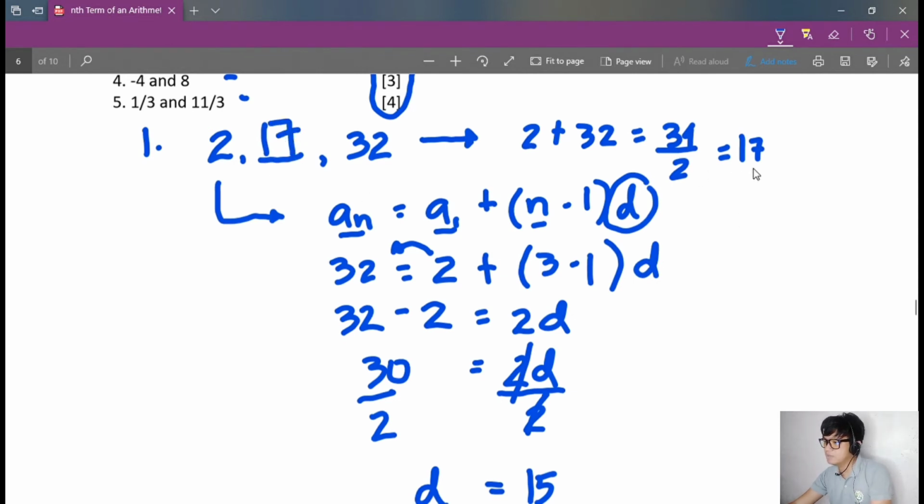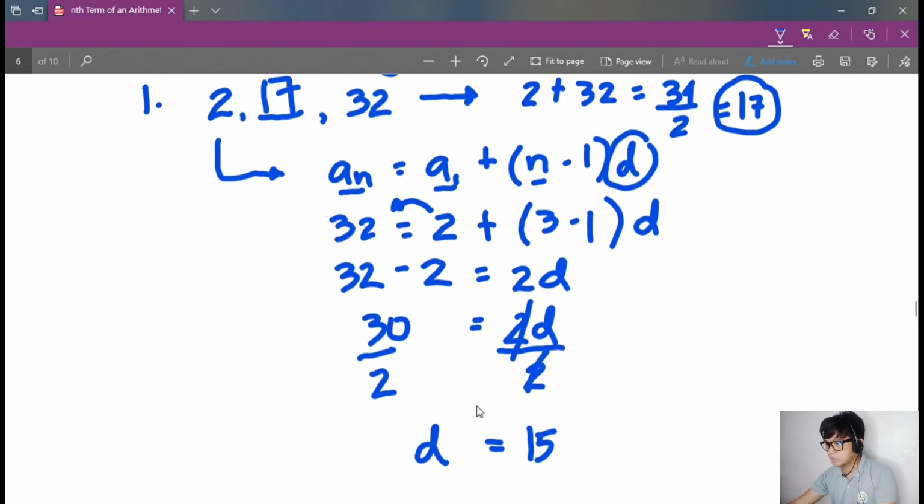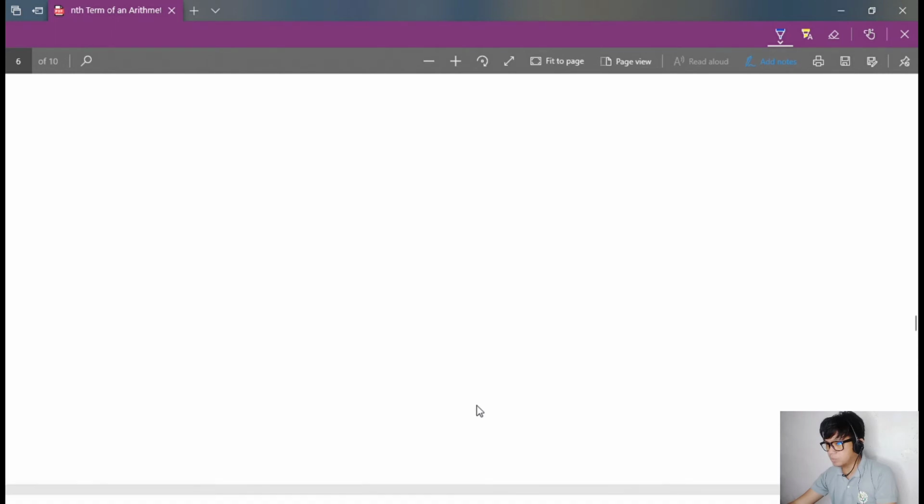So, tama yung shortcut din natin kanina. But we're going to add the two numbers and divide by 2. But it is only applicable when there is only one arithmetic mean. No? Kasi isa lang man ang hinahanap na mean. So, pwede natin i-add yung dalawa, divide by 2. Okay, let's proceed to number 2.